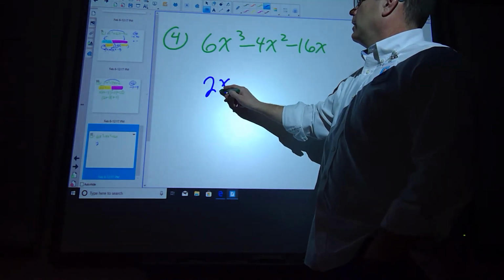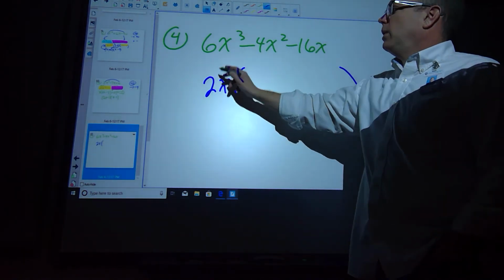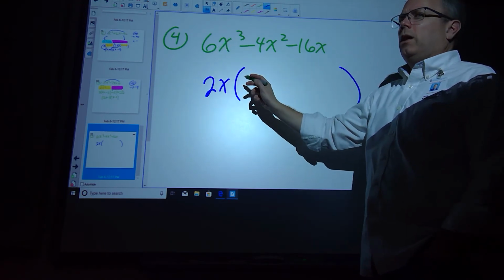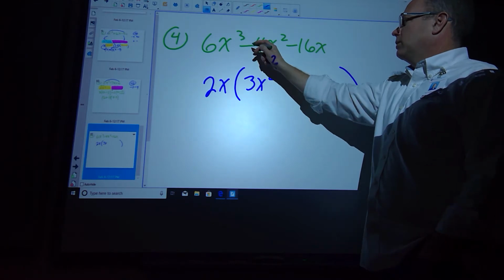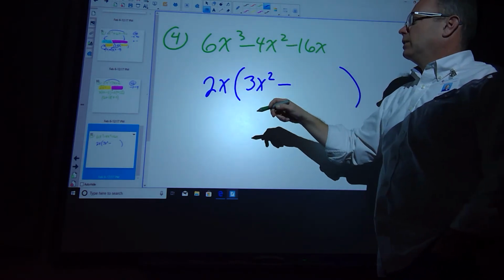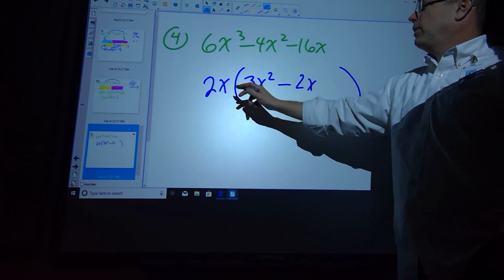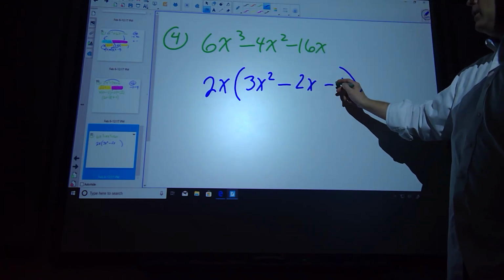Factor a 2 and an x out. If I factor 2x out of, if I factor 2 out of 6, what do I have left as a number? 3x squared. Good. And that's a minus. If I factor 2x out of that, minus 2x. There you go. If I factor that out there, minus 8. Love it.